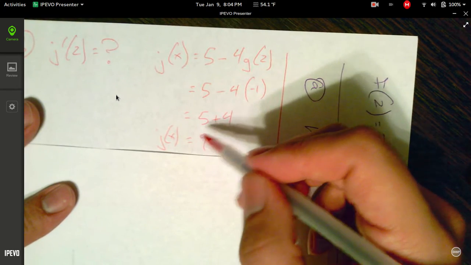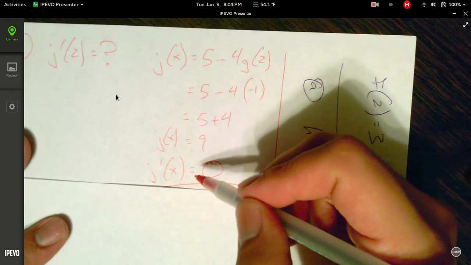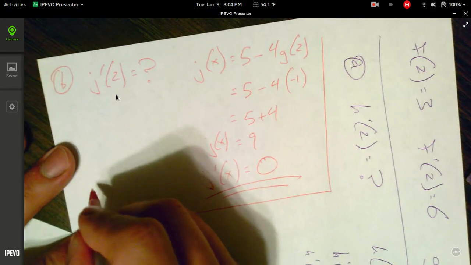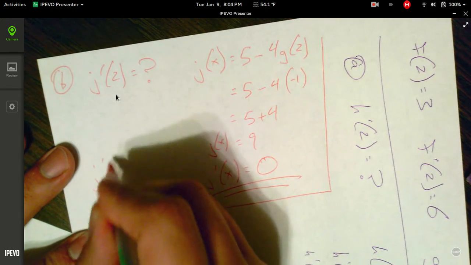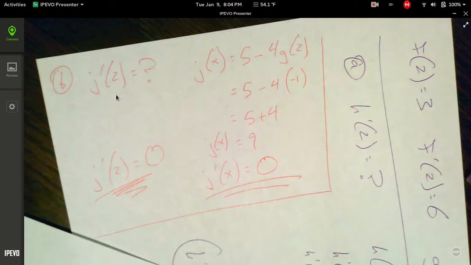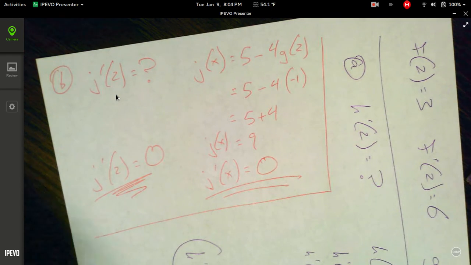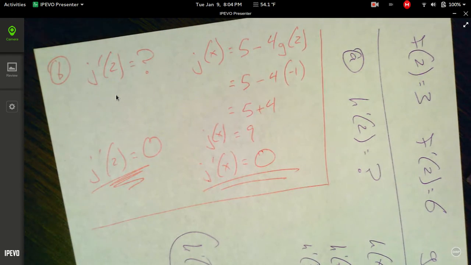So when we take the derivative of this, we will end up with j prime of x is equal to 0. This means that when we do j prime of 2, it will just be equal to 0 because the derivative for all values of a constant is always equal to 0. So that wasn't a very interesting example, but that's how that one works out.